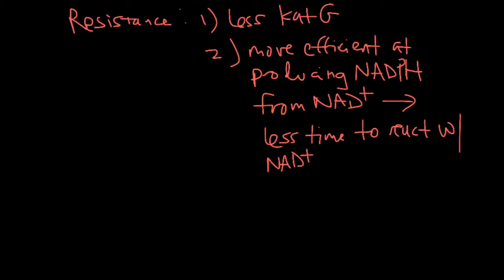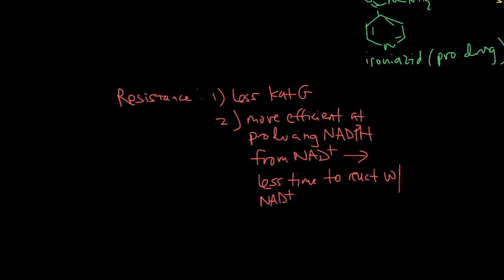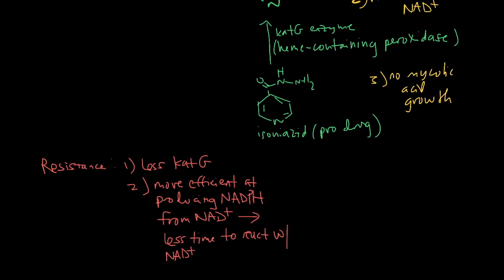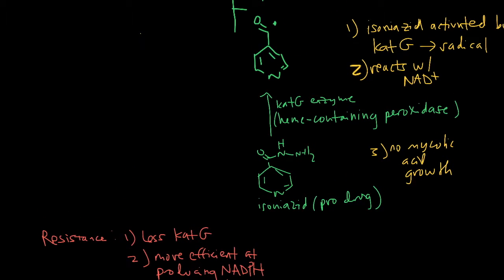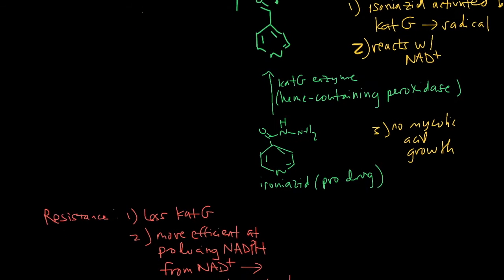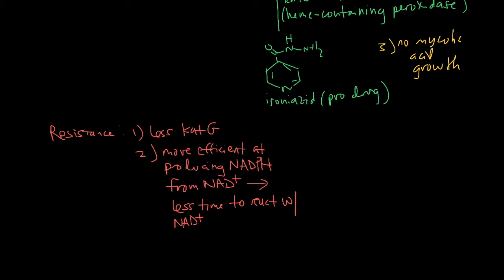So the way that mycobacteria have developed resistance against isoniazid is by 2 mechanisms. One, by producing less KatG. If you remember earlier, KatG is important in converting isoniazid from the prodrug form to the radical form shown here. So if you produce less KatG, then you get less ability of isoniazid to react with NAD+, and less ability to interfere with mycolic acid synthesis.